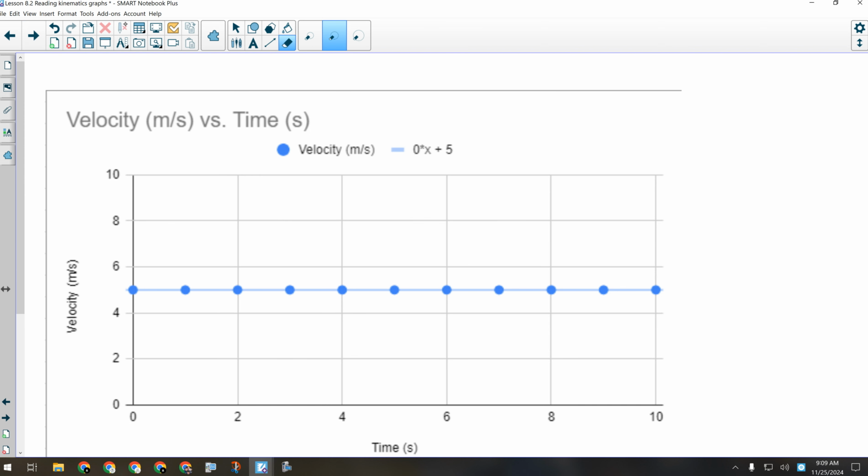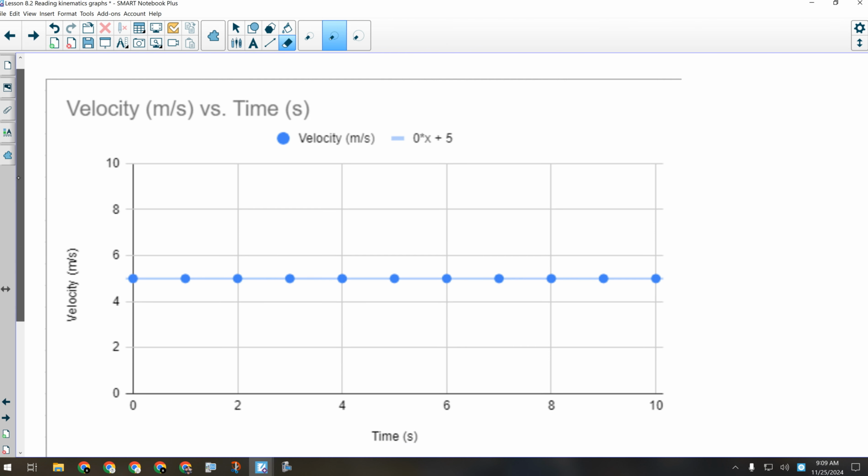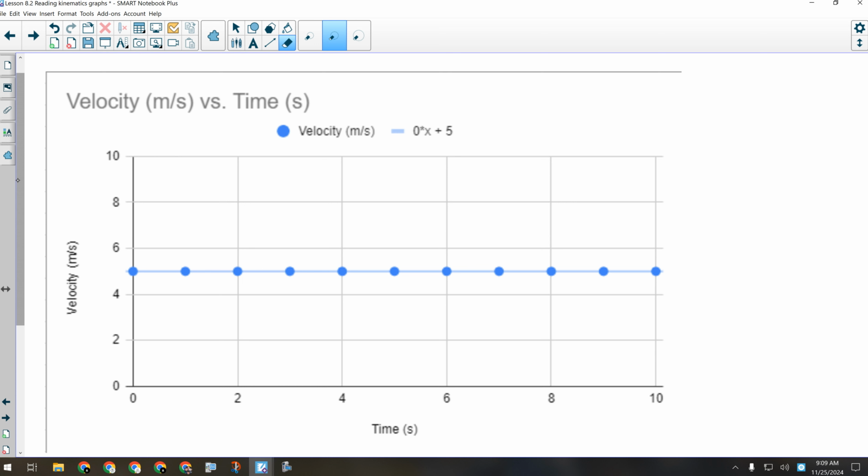Let's have a look at this graph here. What's the slope of this graph? 0. Why? Because it's moving at a constant positive velocity. It's not accelerating. We know that the slope of this graph is going to be the acceleration of the object. In this case, the object's not accelerating, so slope is 0. Could that be a multiple choice question? Easily, yeah.